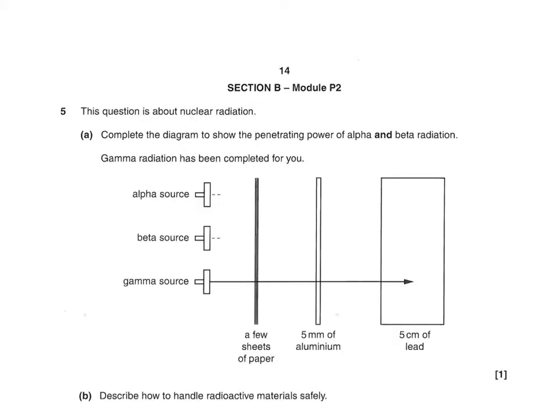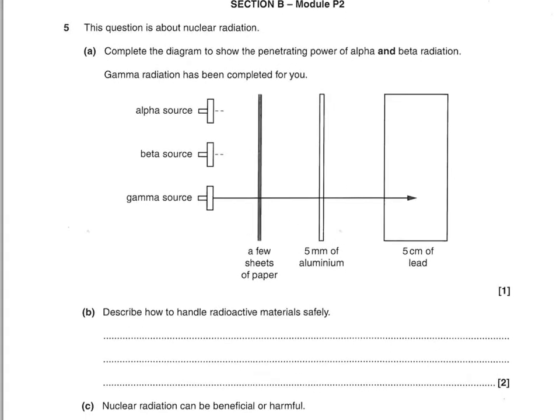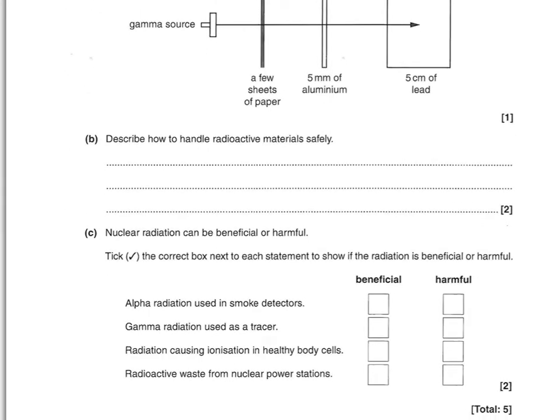So the last section is the physics section. So the first question is about nuclear radiation. So complete the diagram to show the penetrating power of alpha and beta radiation. Remember, alpha sources are stopped by a few sheets of paper, but beta sources are stopped by aluminium. So both of those needed for that 1 mark. Describe how to handle radioactive materials safely. So any 2 of these, you could say you need to wear protective clothing, you need to use tongs or keep your distance, you need to have a short exposure time, use a shield or lead-lined containers, direct it away from people. So any of those, we get those 2 marks, or any 2 of those rather.